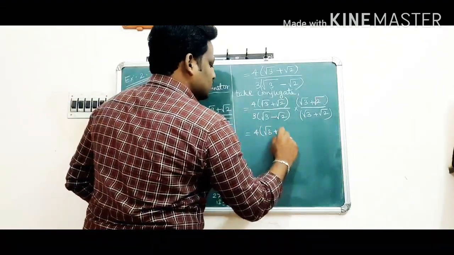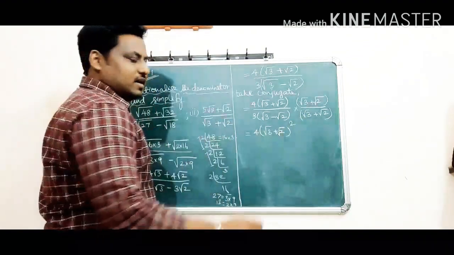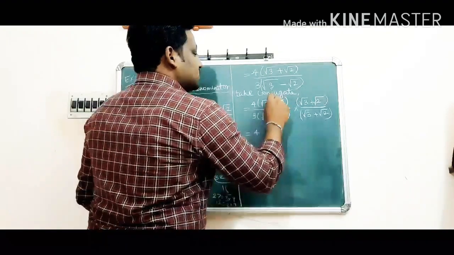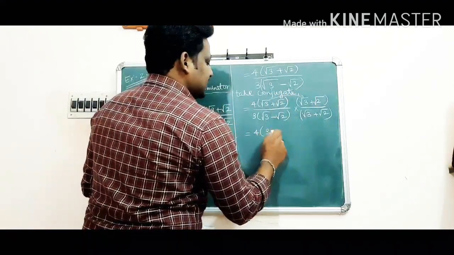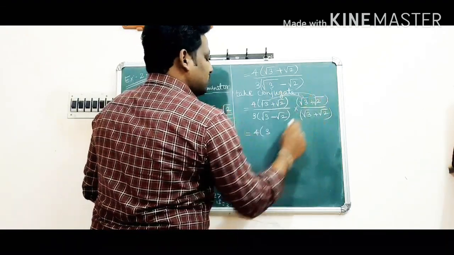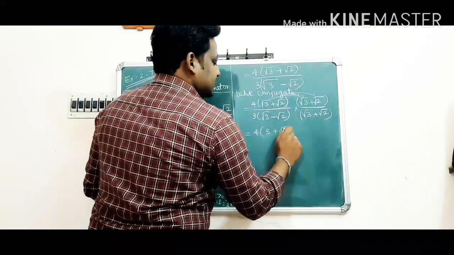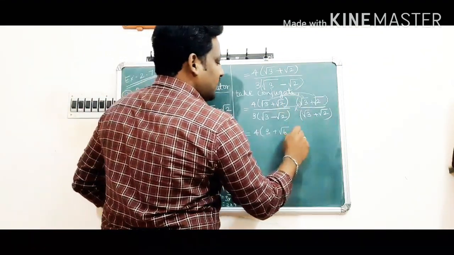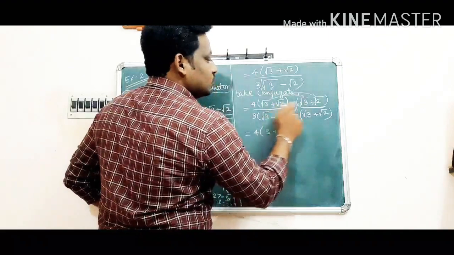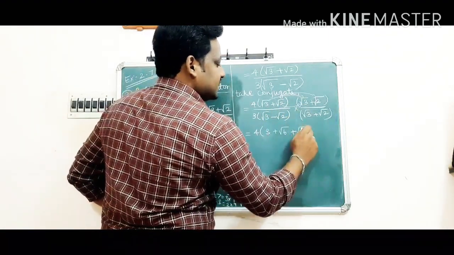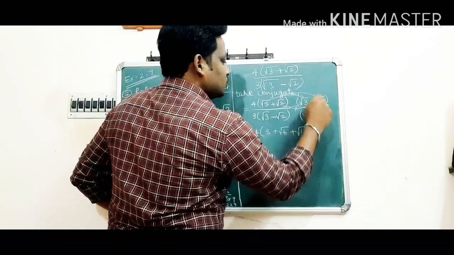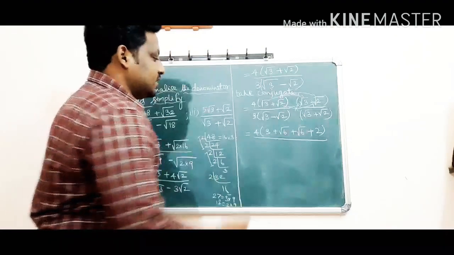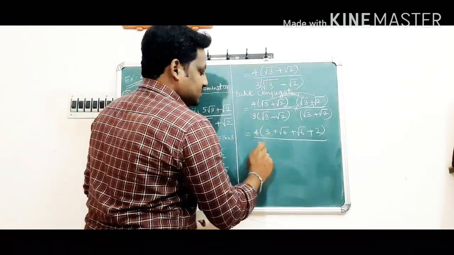plus root 2 the whole square, or else you can write as root 3 into root 3, 3; root 3 into root 2, root 6; 3 2s are 6; and then root 3 into root 2 plus root 6, plus root 2 into root 2, 2. Clear? So now here 3 is common.